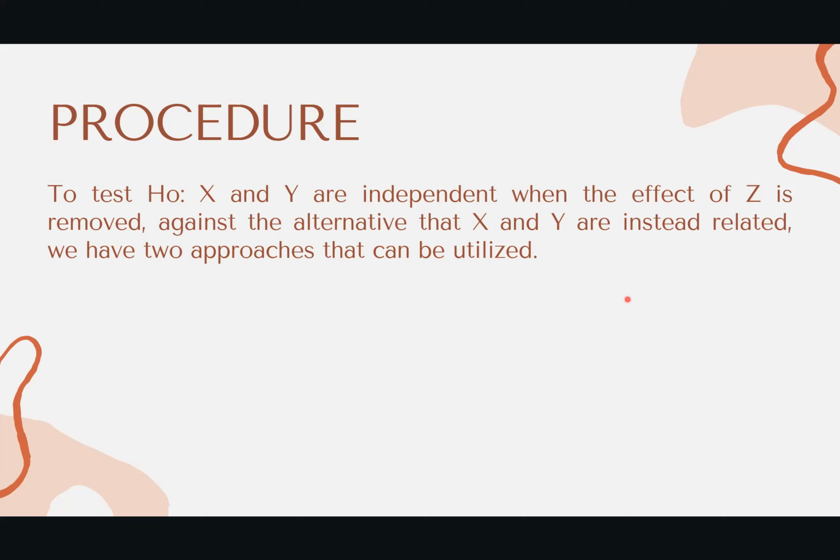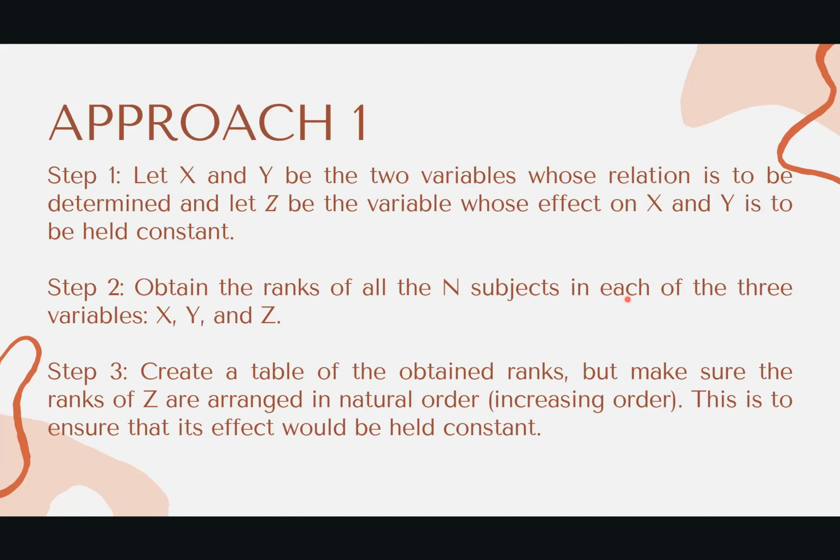So kung mapapansin natin sa hypothesis natin, kamukha lamang siya ng chi-square test. Pero as we go deeper into the discussion, we would see na hindi applicable dito yung chi-square test. Although the hypothesis, their corresponding hypotheses are the same. Now, ito yung first approach. So step 1, we let x and y be the two variables whose relation is to be determined and let z be the variable whose effect on x and y is to be held constant.